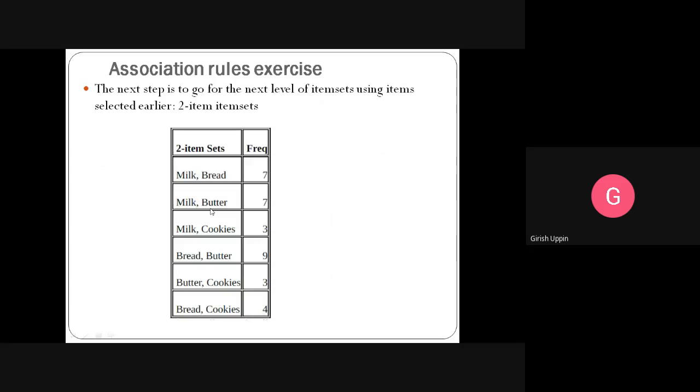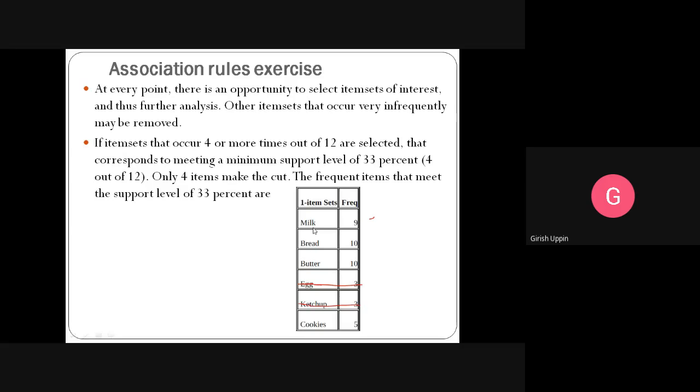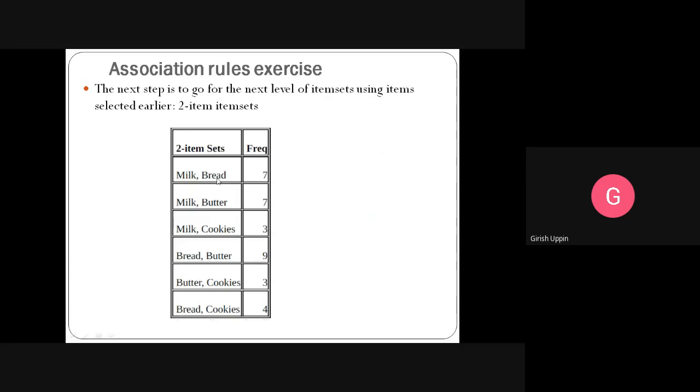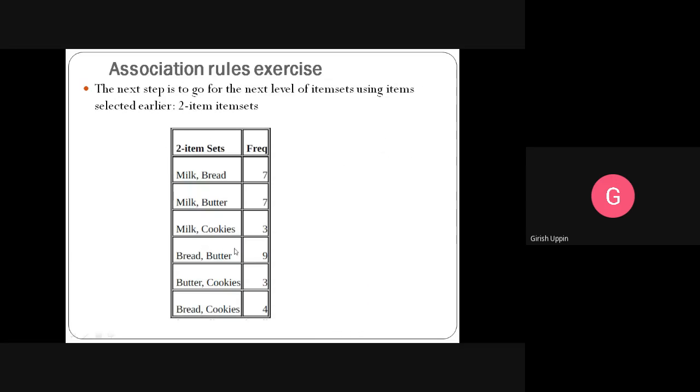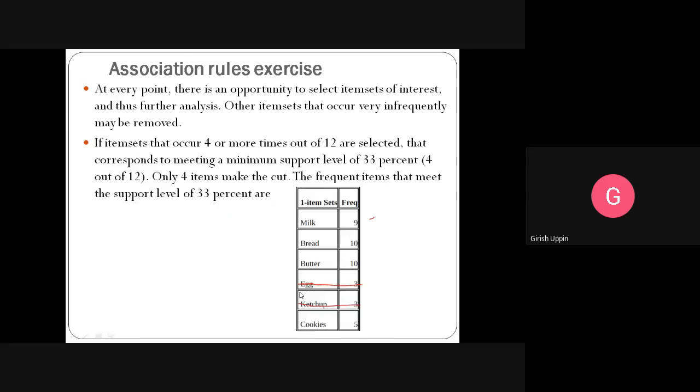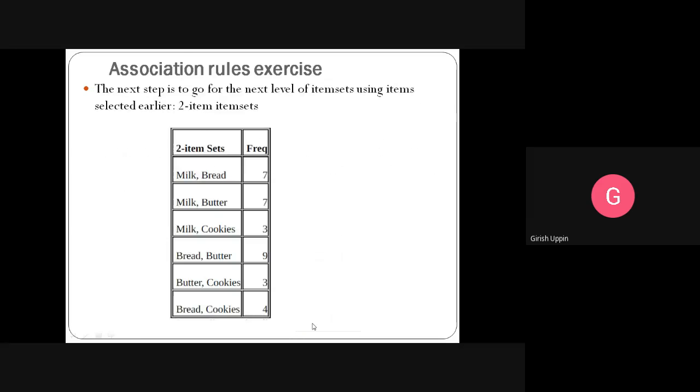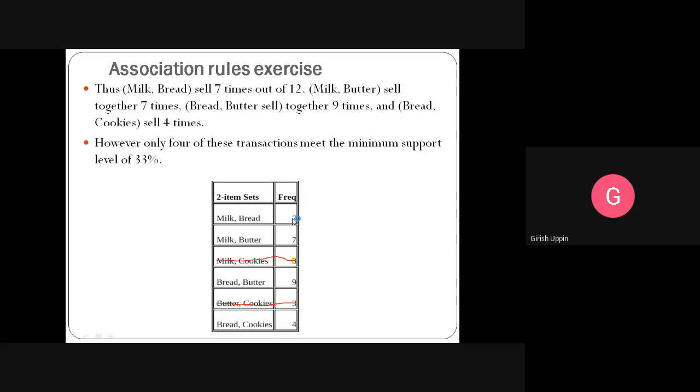What are the possibilities I can have? I can have milk bread, milk butter, milk cookies. Those are the first 3 records. And next, you are going to consider bread butter, bread cookies, and the last one is butter cookies. You are going to find in how many transactions these items are together, and you are going to list them.